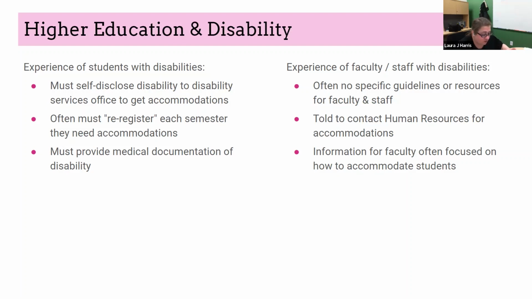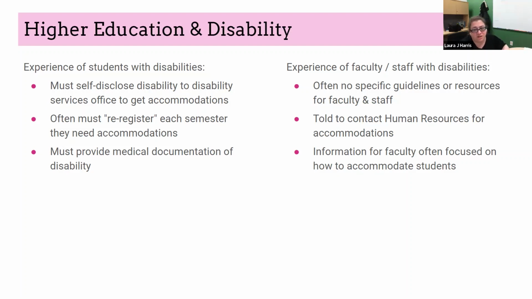But once they get to college, they have to self-disclose to the Disability Services Office in order to get accommodations. The students often have to re-register each semester, and they have to provide medical documentation of the disability. And I think it's pretty clear if they have to provide this medical documentation, there's some reliance on the medical model here.